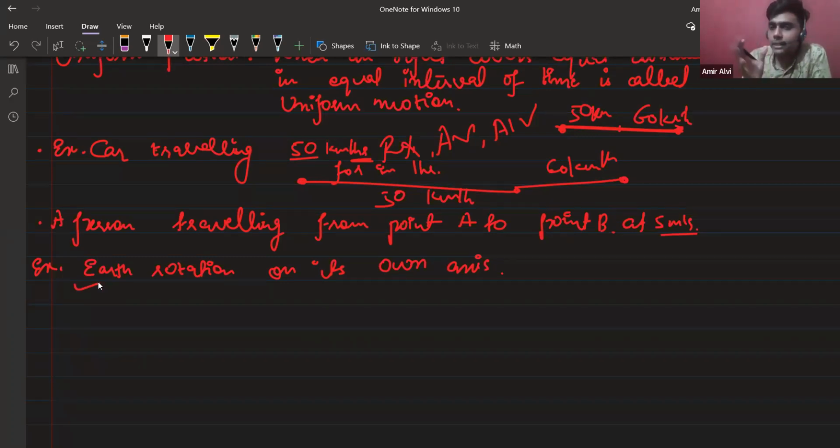The length of our day is 24 hours. Yes or no? Does it change, like in winter or summer? Yes, that's what I'm coming to say. It will change the times in winter and summer, right? And how can it be a uniform motion?